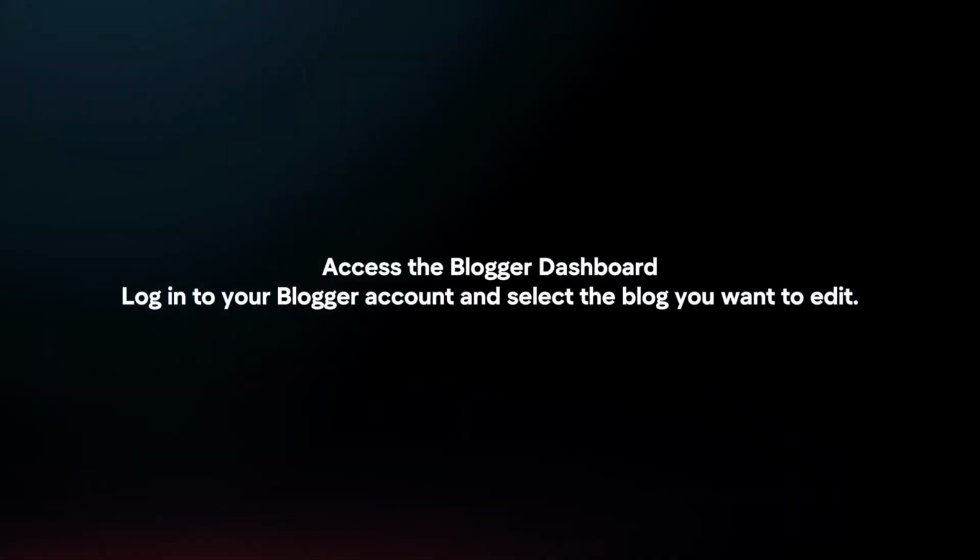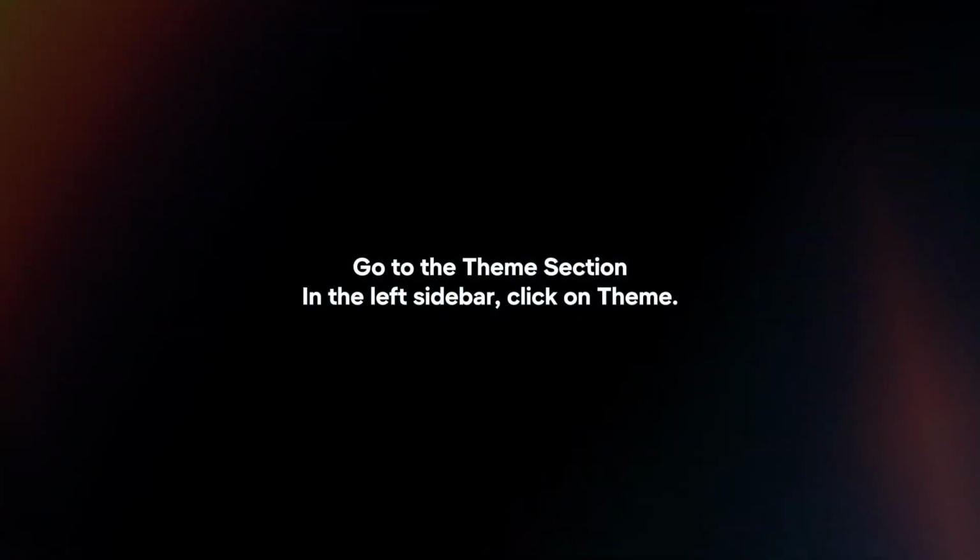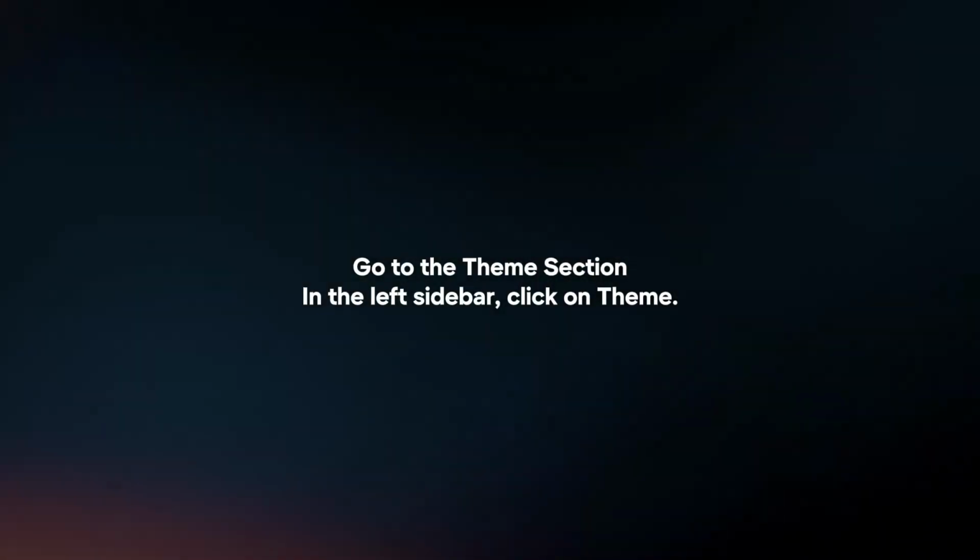Access the Blogger dashboard. Log into your Blogger account and select the blog you want to edit. Go to the Theme section. In the left sidebar, click on Theme.